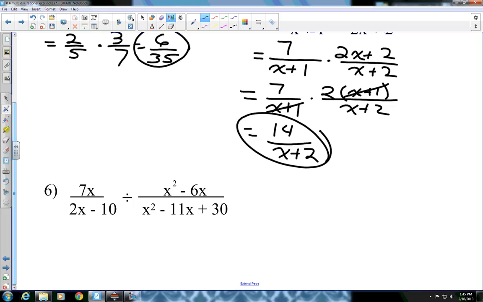Okay, this one isn't too bad. This is the last one. We have 7x over 2x minus 10 divided by x squared minus 6x over x squared minus 11x plus 30. So first you write down the division problem. And you write it as a multiplication problem before you do anything else.